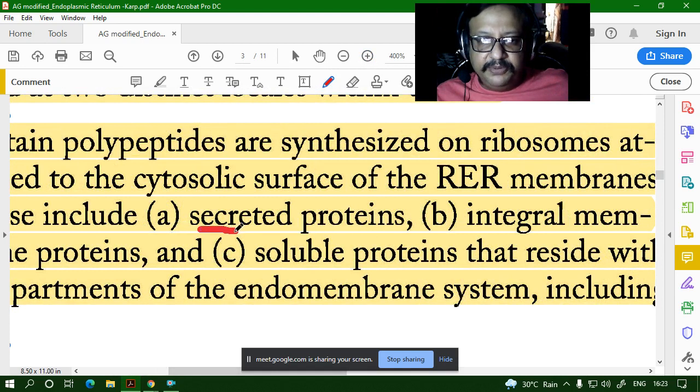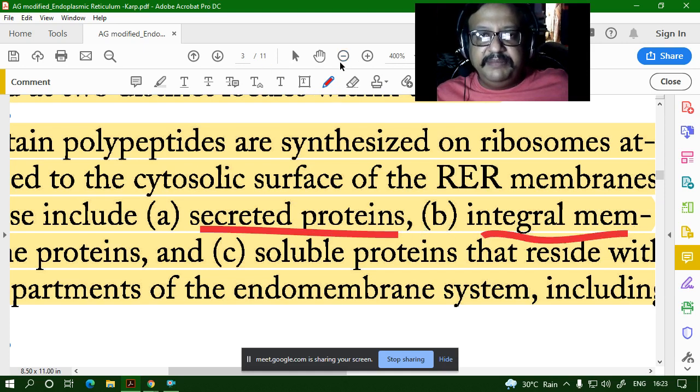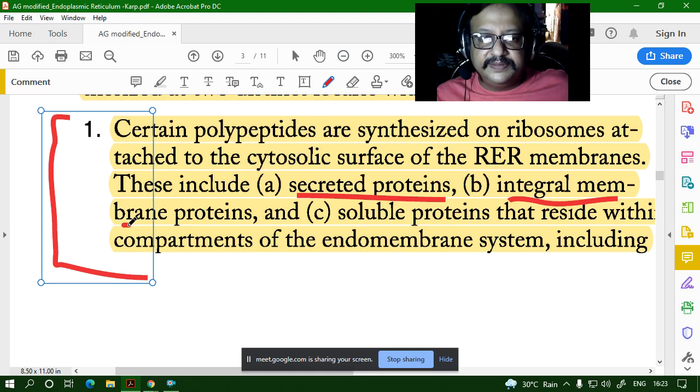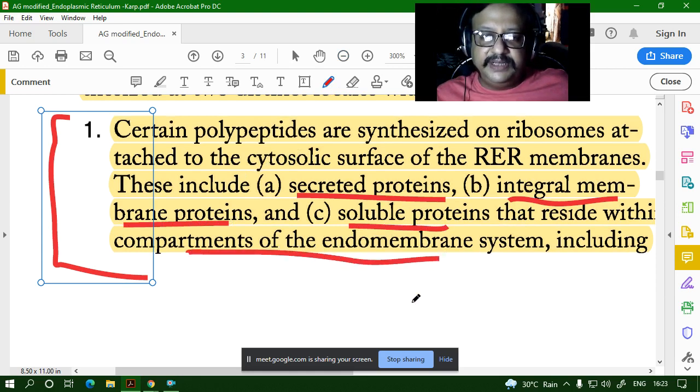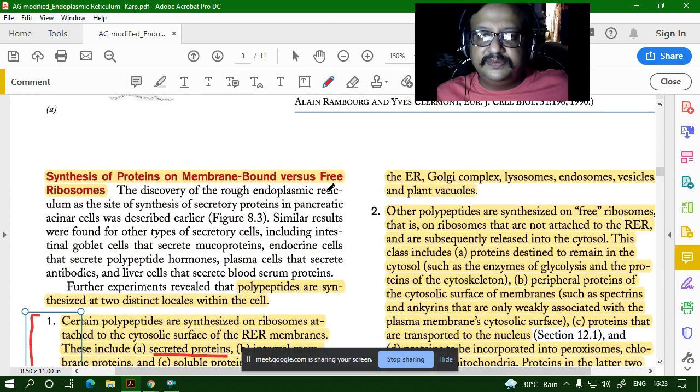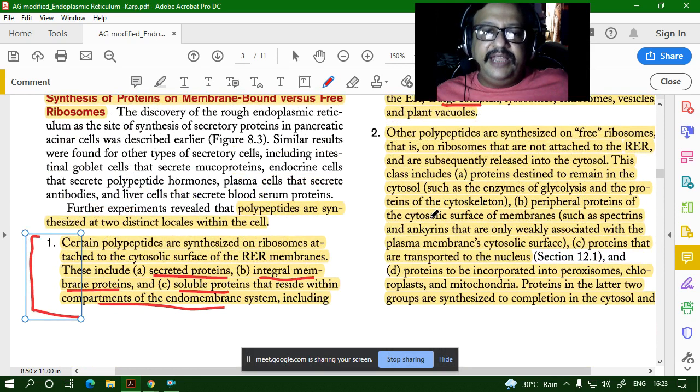Especially the secreted proteins, proteins which are attached with the membranes or the integral membrane proteins, soluble proteins that reside within the compartments of the endoplasmic reticulum, Golgi complex, lysosomes, endosomes, vesicles and plant vacuoles. These are the proteins which are synthesized on the rough endoplasmic reticulum ribosome complex.